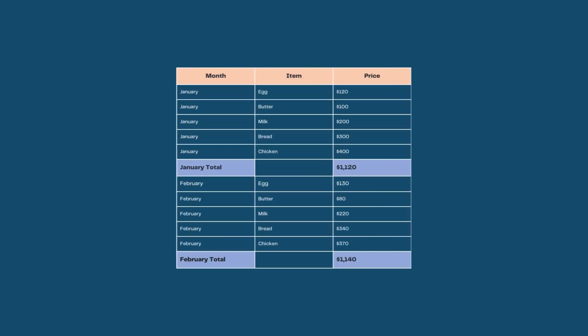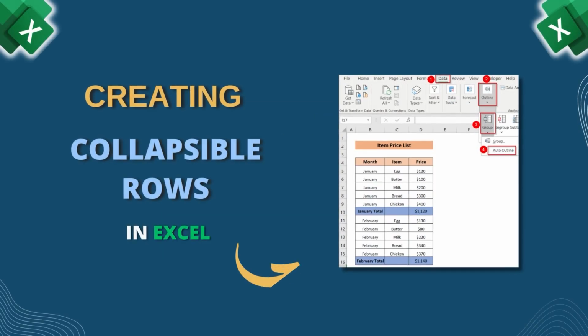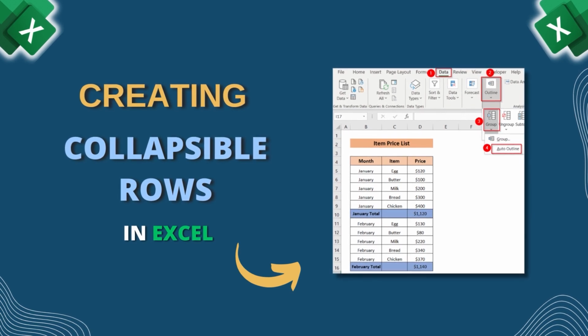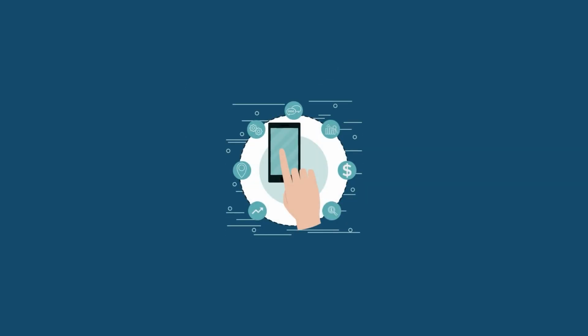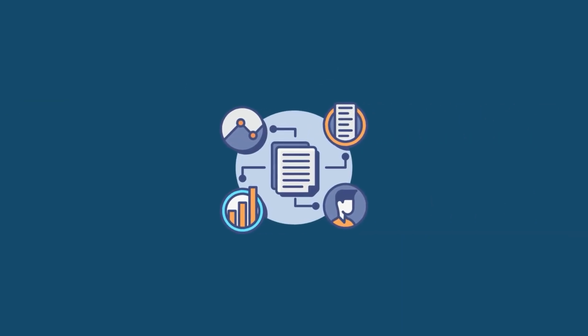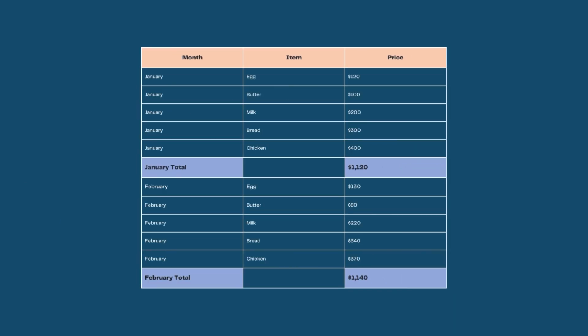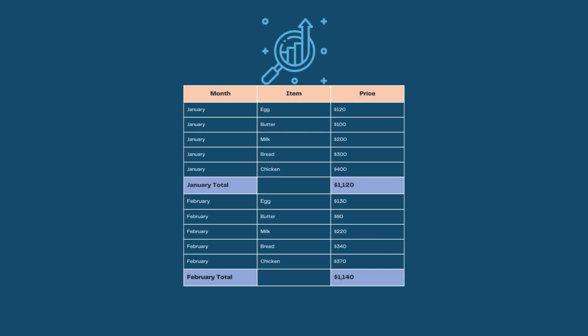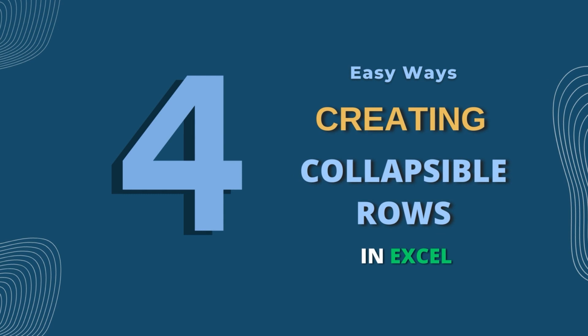Hello everyone, if you are dealing with a large dataset and want to focus on the most important information or quickly skim through the table to find desired data, then you know how important it is to learn creating collapsible rows in Excel. Collapsible rows are commonly used in web and mobile applications to present complex or detailed information in a compact and organized manner. By using this, users can expand or collapse rows to reveal additional details, reducing clutter or improving the overall user experience. So it is very important to learn creating collapsible rows in Excel.